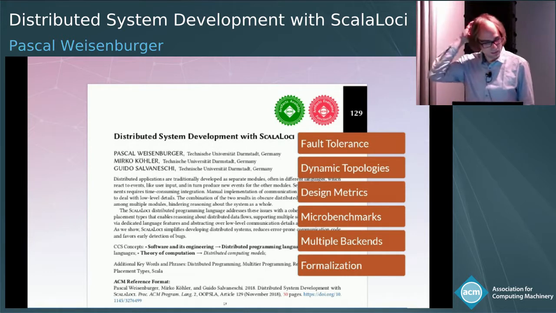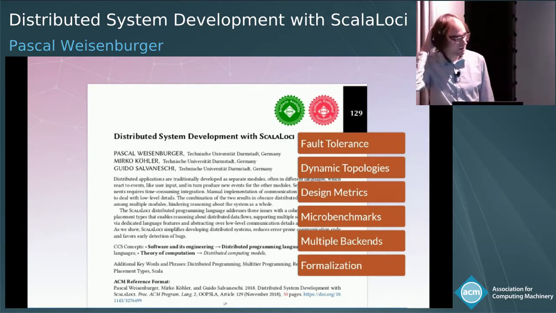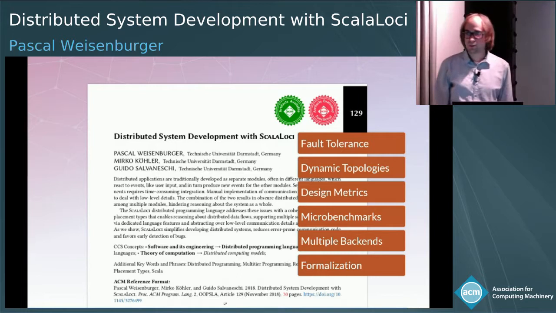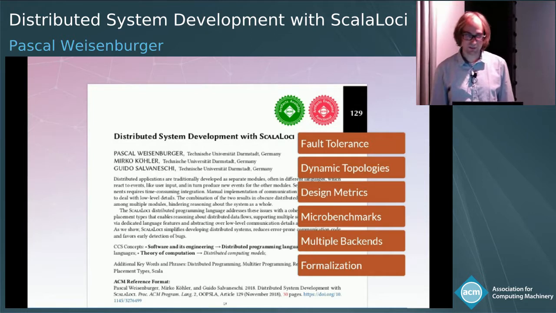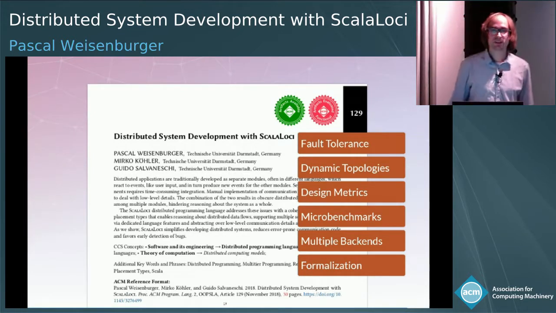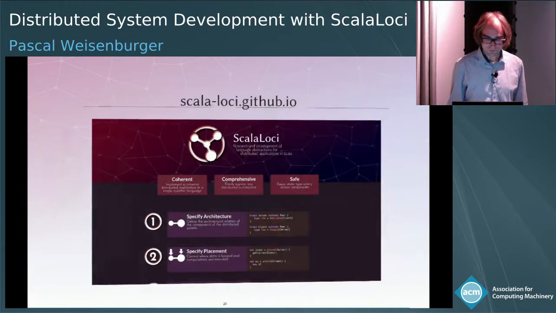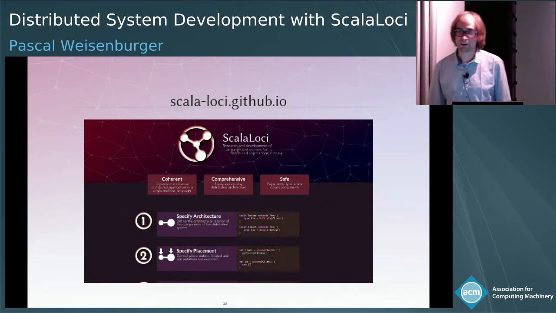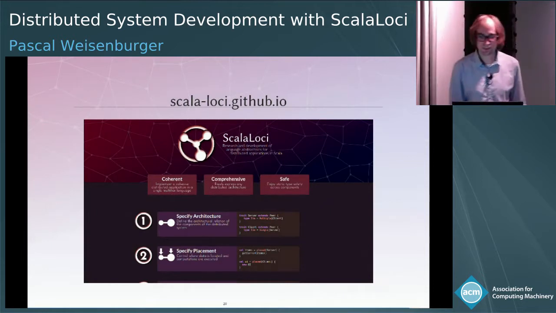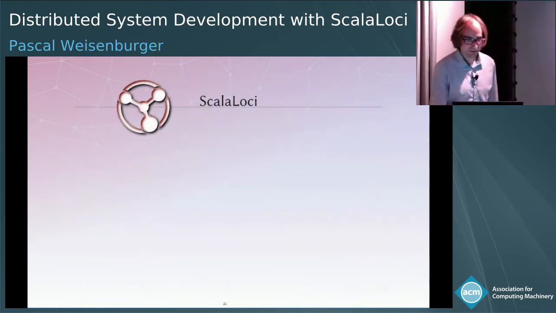Also, we give some further details on our implementation that supports different backends for the event system, and we also support the compilation to Java bytecode and JavaScript using the Scala.js compiler. So it is possible to implement clients that run in web browsers. We also formalize the language to prove our placement type system sound. The implementation of the language and all the case studies and variants are available on GitHub. If you're interested, please feel free to check out our GitHub page, scalaloci.github.io.